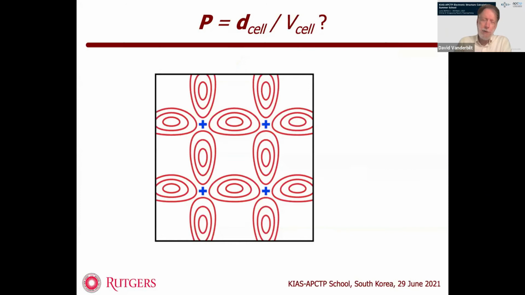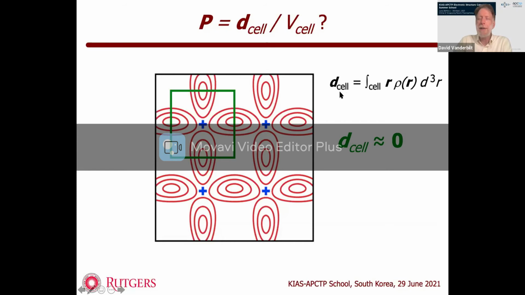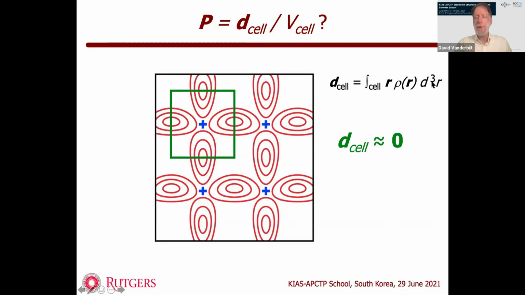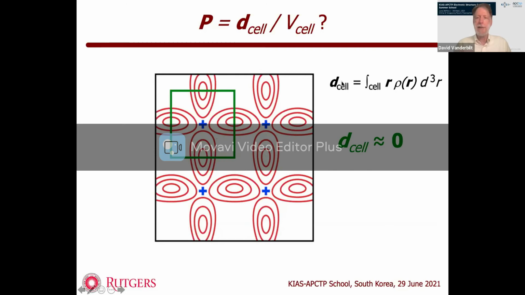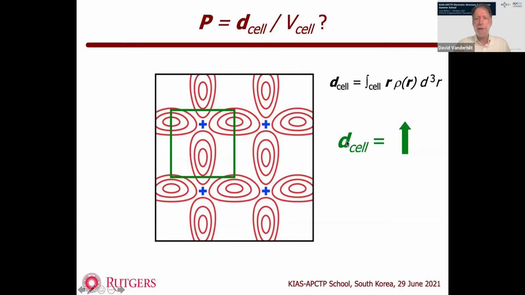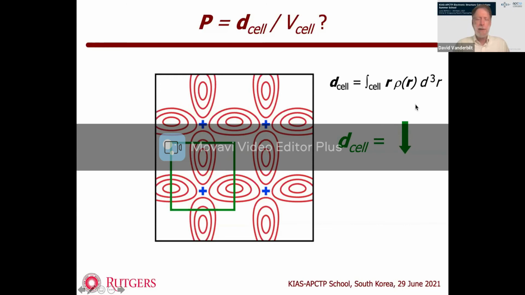If you try to stick with the notion of defining polarization as a dipole density per unit cell, and if you try to define dipole density in a naive way like this, pick a unit cell, integrate over the unit cell, compute position times charge density, integral d^3r, that's the dipole moment of the unit cell. And then the polarization would be this divided by cell volume. But the problem is that the answer depends upon where I put the cell boundaries. If I put the cell boundary here, you can see that the dipole moment is approximately zero. If I move the location of the unit cell and put it here, then I have excess positive charge at the top and negative charge at the bottom. The dipole moment points up, and here the dipole moment points down. And depending upon where I put the cell boundaries, I can get any answer I want.